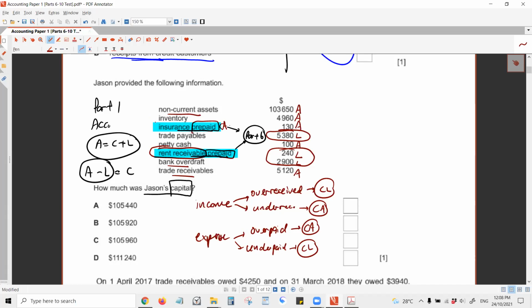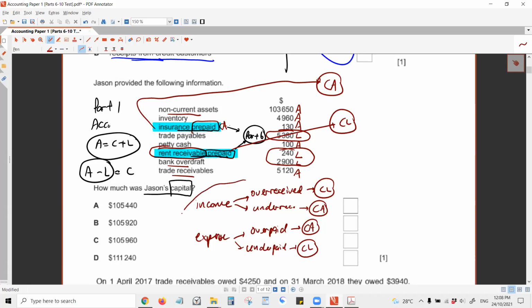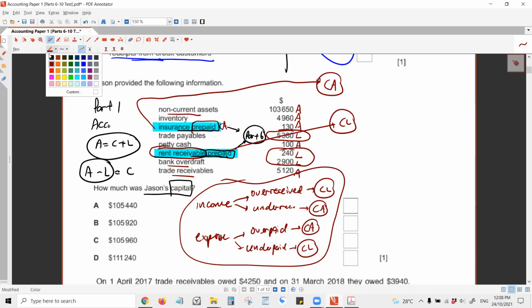So look at insurance prepaid. Insurance is an expense. Prepaid means you overpaid. So current asset. Rent receivable prepaid. Rent receivable is an income. Prepaid means we over receive an income. CL. Crystal, that's how we determine. Okay, if necessary, take down this one. So this question answer is A, okay? Answer is A.